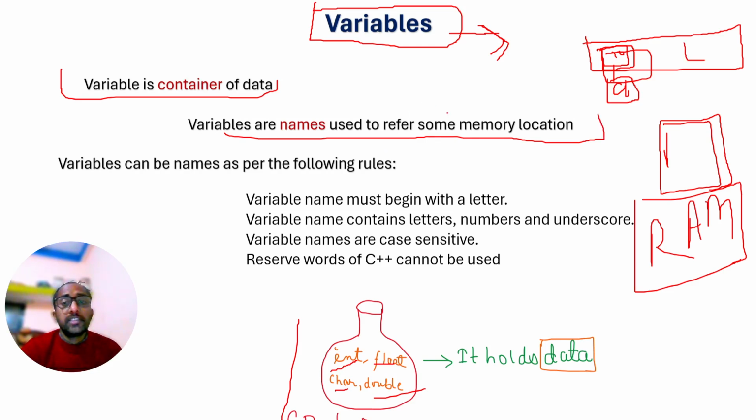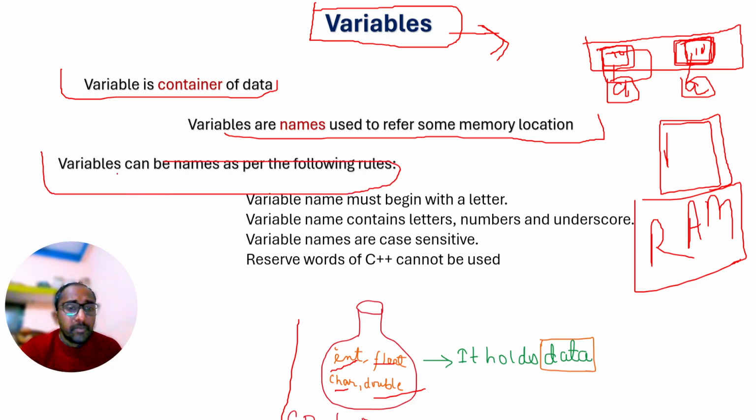It is our memory, and it reserves some memory. Suppose this location's name is A, and it contains a value, suppose 10. This is called a variable. To declare any variable, there are some basic rules. A variable can be named following these rules.